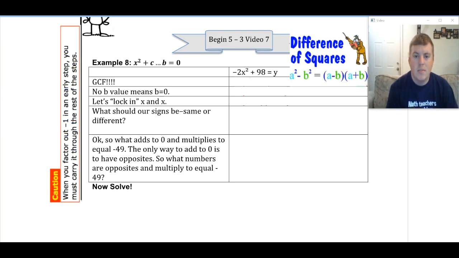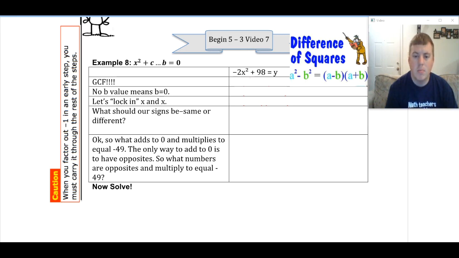Welcome to video 7 for our factoring series in lesson 5-3. In our last video, we took a look at what was happening when we were missing a C value. In this video, we're going to take a look at what happens when we're missing a B value. So we're going to go ahead and take a look at the example.